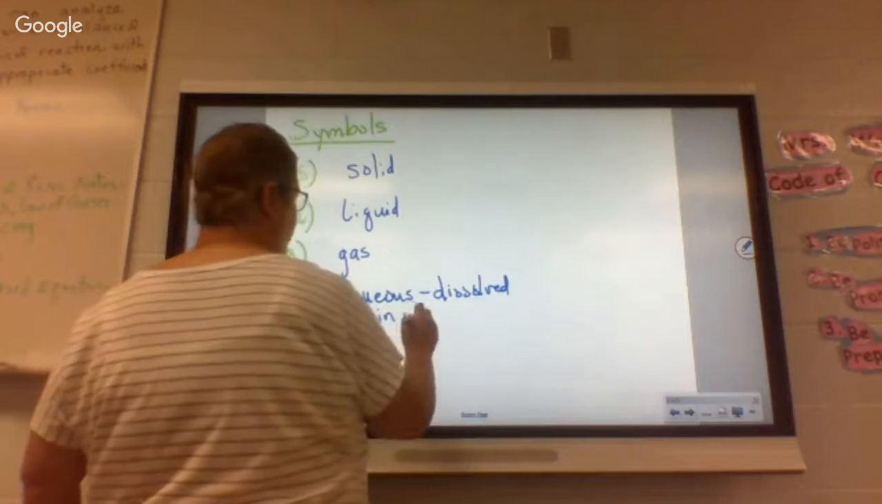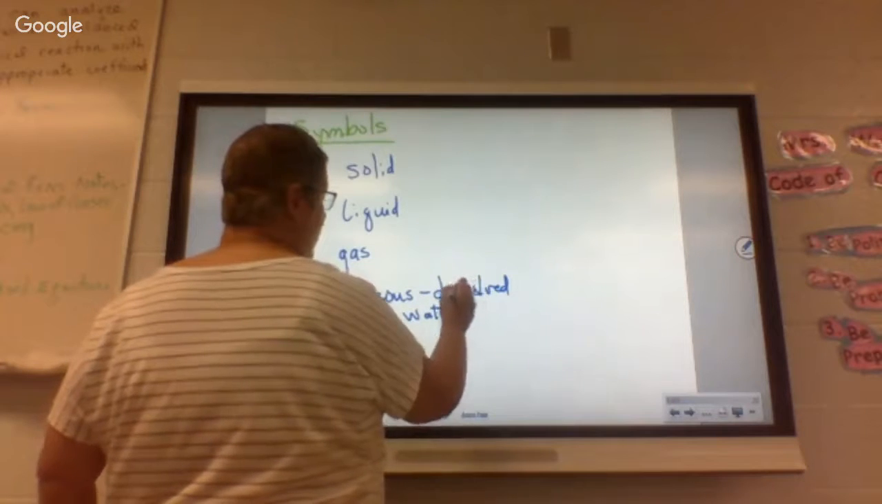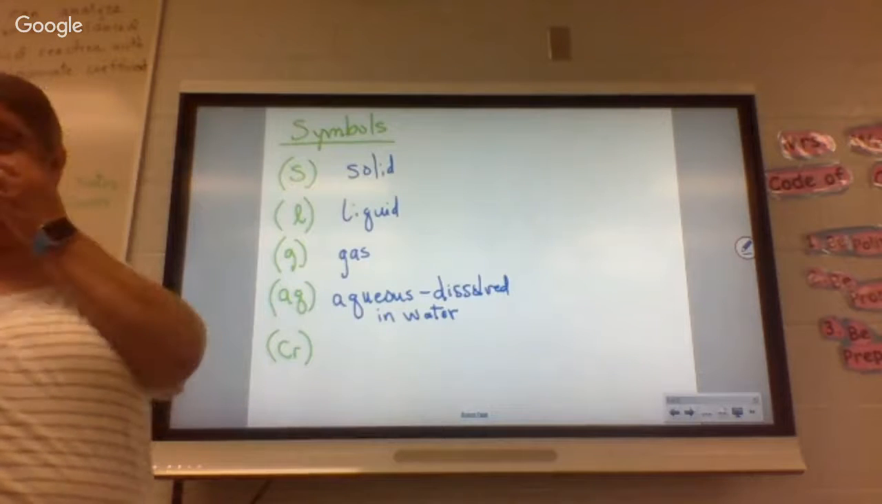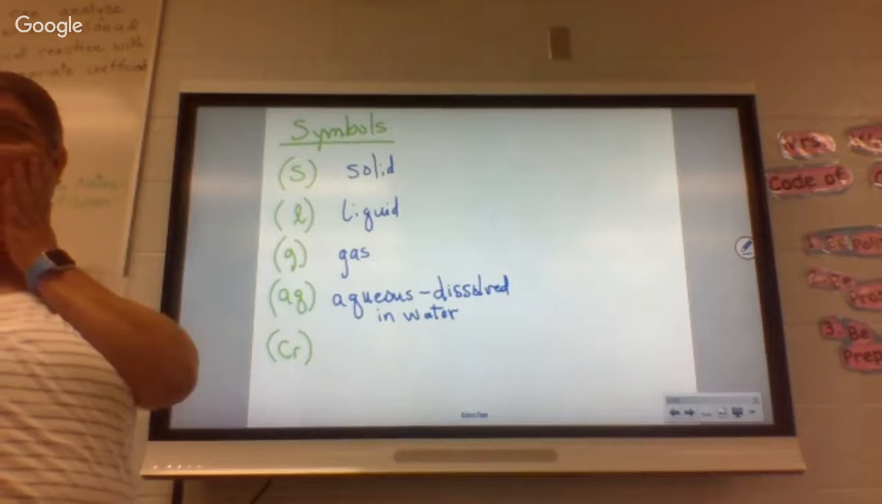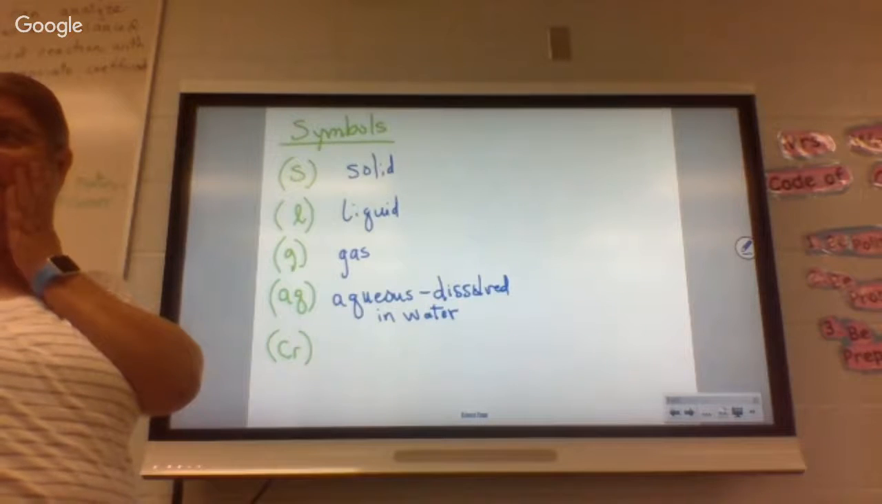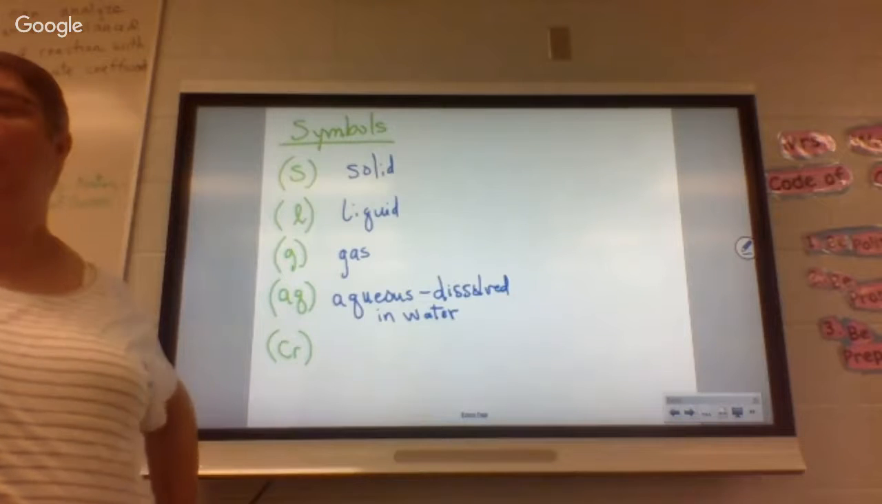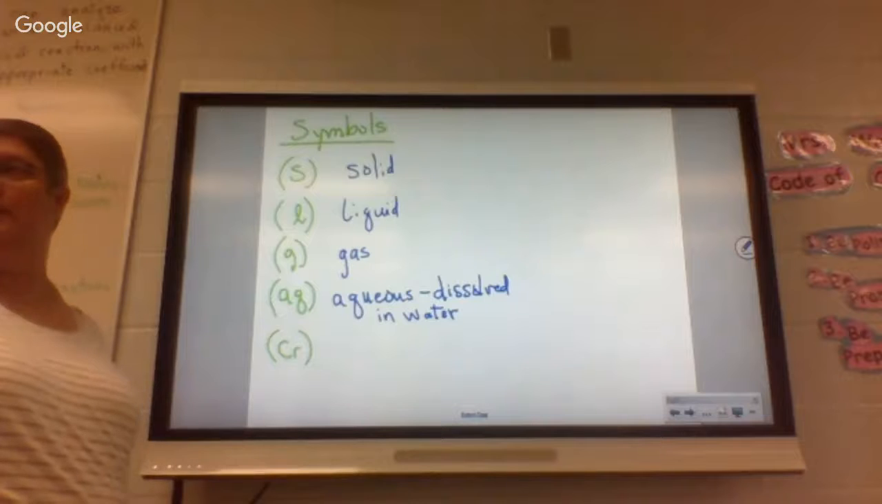Unless you are actually drinking plain water, every material that you drink is aqueous. Juice, soda, Kool-Aid, Gatorade, Powerade, tea, coffee, everything has something dissolved in water. They're all aqueous.